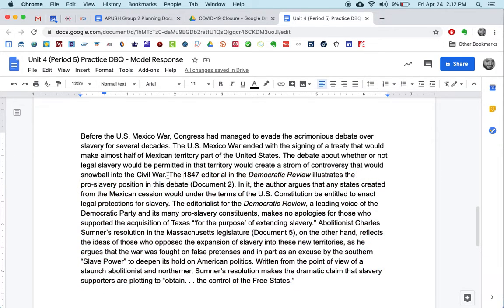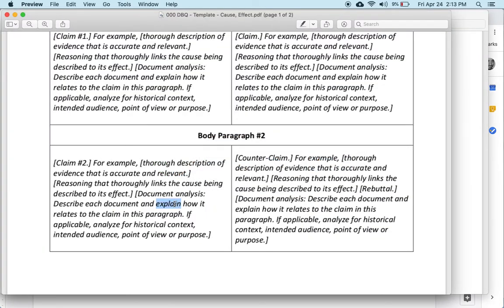The 1847 editorial in the Democratic Review illustrates the pro-slavery position in this debate. So I'm suggesting that it is an example of those who support the extension of slavery into new territories, which is certainly part of the claim I'm making. In it, here's my description. The author argues that any states created from the Mexican cession would, under the terms of the U.S. Constitution, be entitled to enact legal protections for slavery. That's my summary.